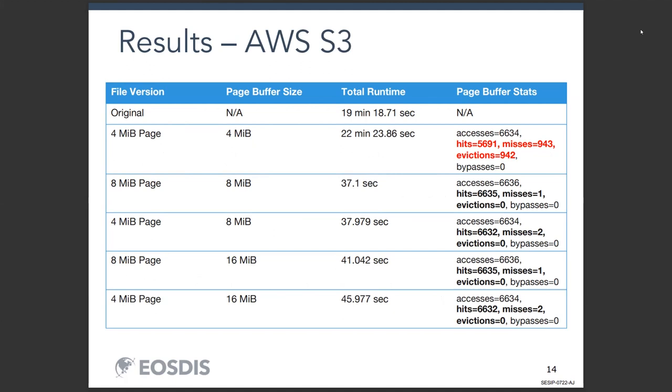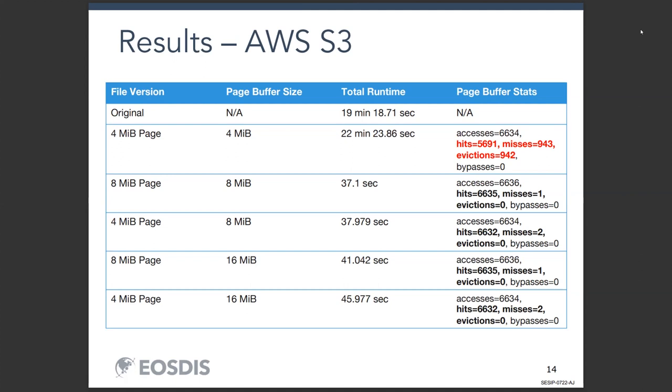When I actually now used the 4 MB version of the file and the 4 MB page buffer size, the time went even further worse. It was 22 minutes, almost 22 and a half minutes. But here, because we are now using page buffering, we can now get statistics from the HDF5 library, what's going on.